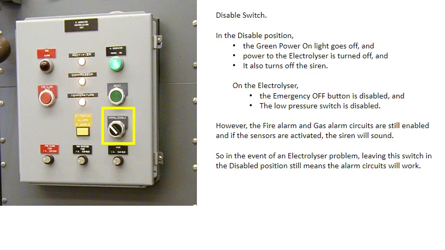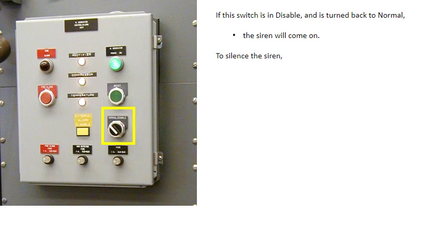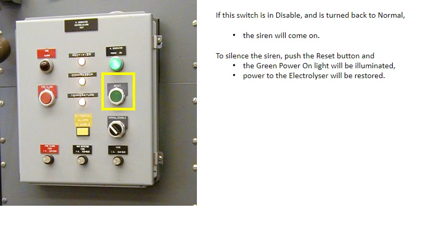However, the fire alarm and gas alarm circuits are still enabled, and if the sensors are activated, the siren will sound. So in the event of an electrolyzer problem, leaving this switch in the disabled position still means the alarm circuits will work. If this switch is in disable and is turned back to normal, the siren will come on. To silence the siren, push the reset button and the green power on light will be illuminated and power to the electrolyzer will be restored.